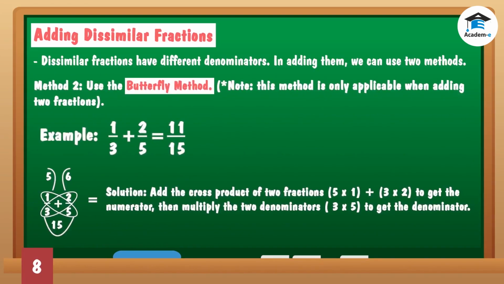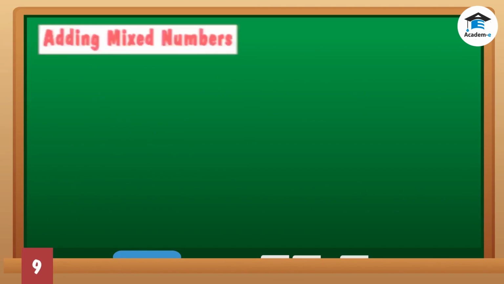Method 2. Use the butterfly method. Note: this method is only applicable when adding two fractions. Example. Solution. Add the cross product of the two fractions, 5 times 1 plus 3 times 2, to get the numerator, then multiply the two denominators, 3 times 5, to get the denominator.